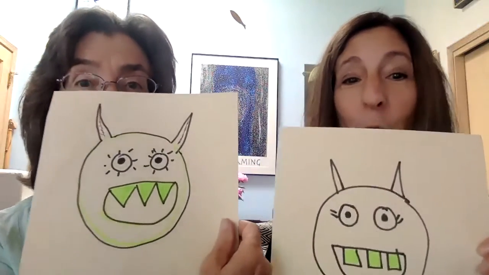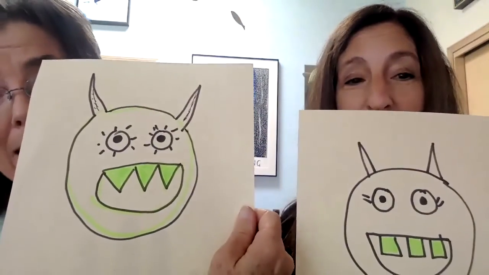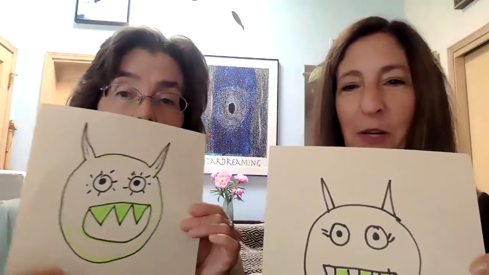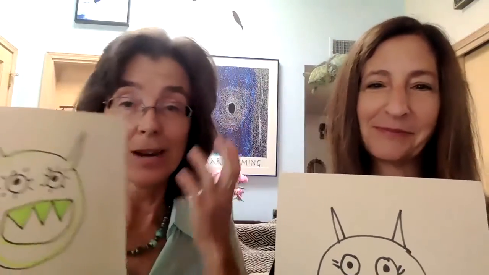Pointy ears. Okay. Are we done? Let's see. We're done. Okay. Let's see how we did. 1, 2, 3. Ooh, wow. Pretty close. Not bad. I like your ears better than mine. Well, I like your teeth better than mine.